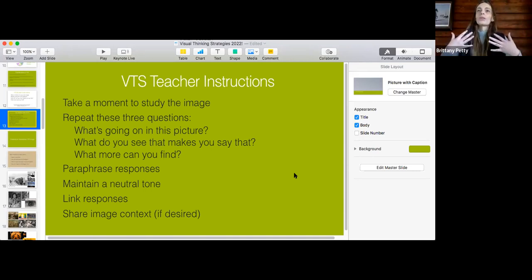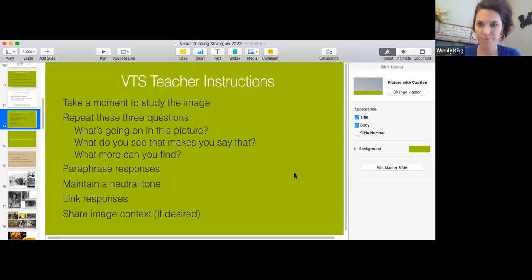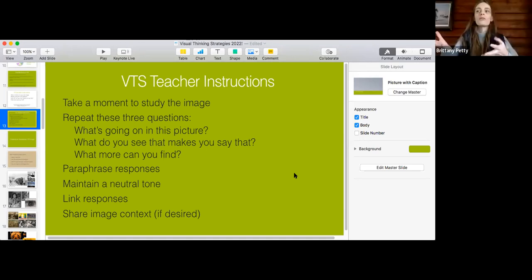So you almost would repeat what they say and change the words around a little bit, because it makes the student feel heard. Even if the answer is completely wrong, that's fine, because it's not about that. And then you want to maintain a neutral tone. Once again, there is no right or wrong. It's like, Jimmy thinks it's a circus because of this, and this, and this. So it's not good or bad or right or wrong.